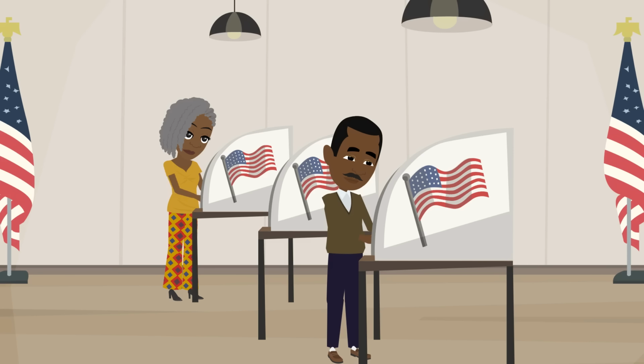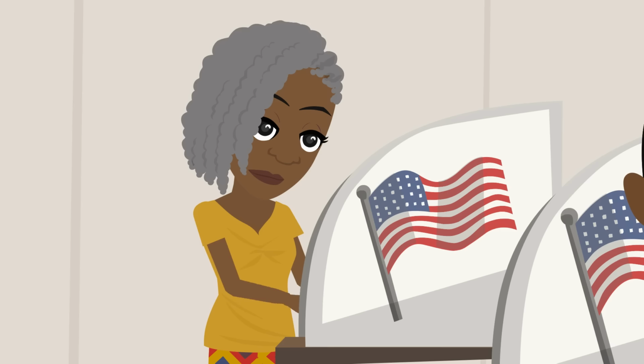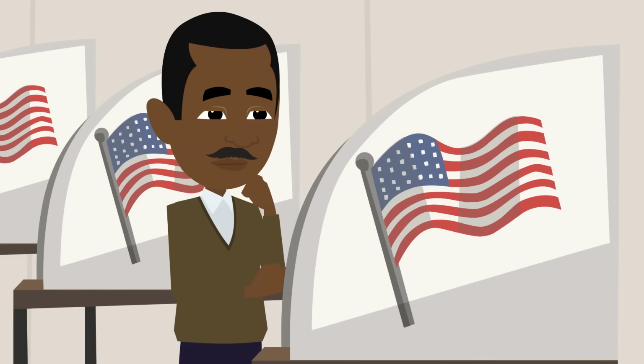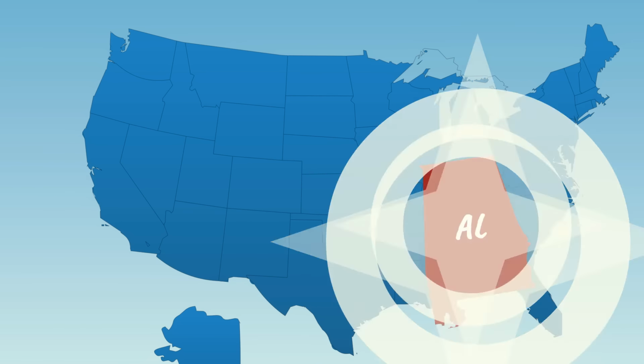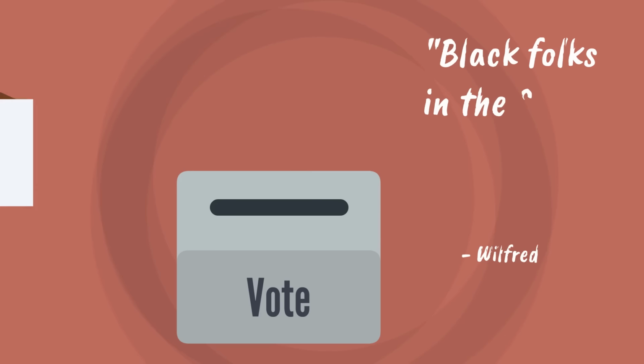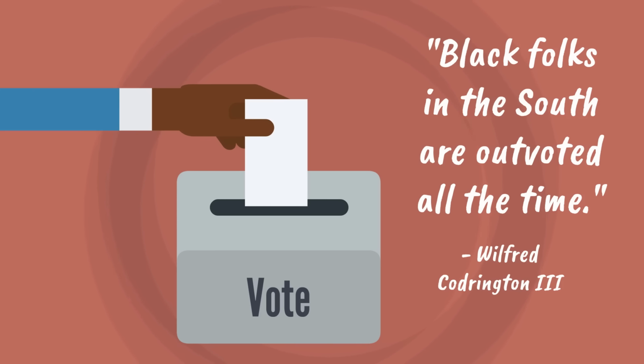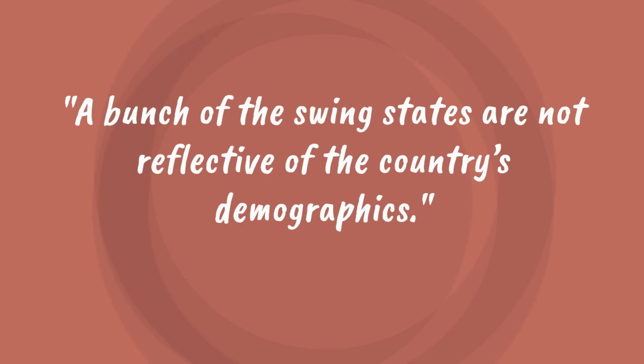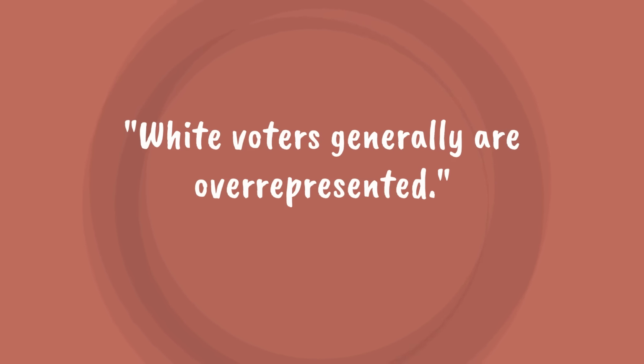Even today, many African Americans who overwhelmingly vote for Democratic presidential candidates live in red states where electors vote for Republicans. "Black folks in the South are outvoted all the time," said Wilfred Codrington III, a constitutional law scholar and professor at Brooklyn Law. "A bunch of the swing states are not reflective of the country's demographics," he stressed. "White voters generally are overrepresented."